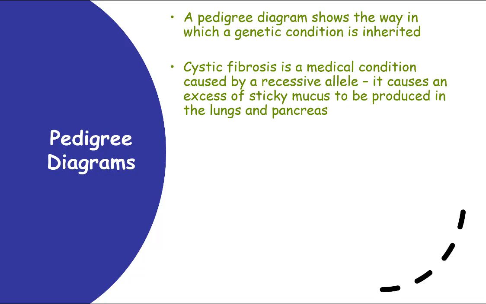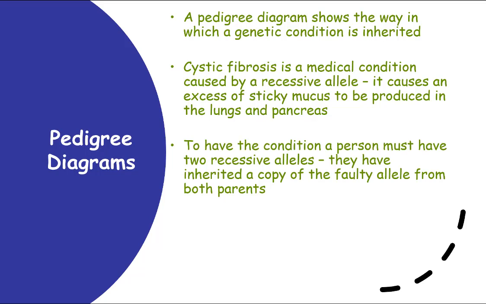It's caused by a recessive allele, and it causes an excess of sticky mucus to be produced in the lungs and the pancreas. It's really dangerous because it can cause blockages and mean that people that have cystic fibrosis are more prone to infections in both their respiratory system and their digestive system. But to have it, a person must have two recessive alleles. They've inherited a copy of the faulty allele from both parents.